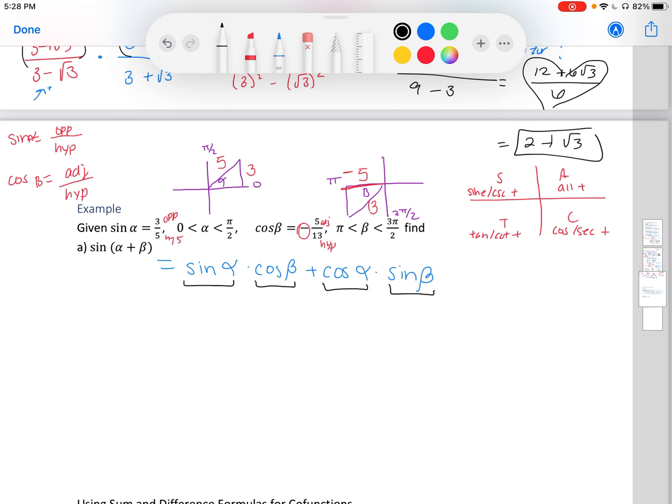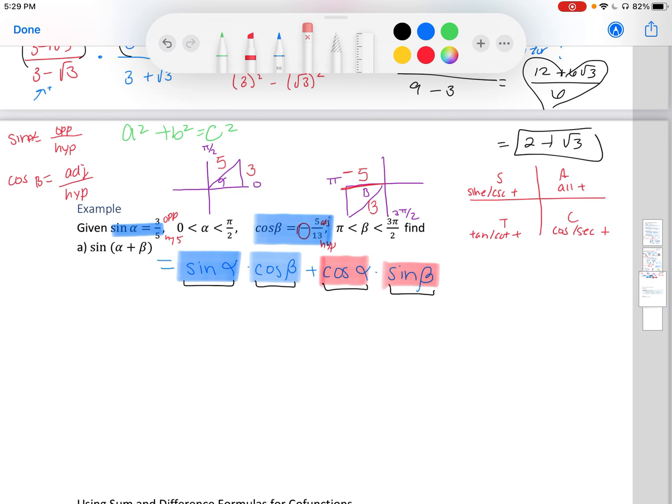Now, based on what's given, I know sine of alpha, so we have that one done. And I know cosine beta, so I have this one done. I need to do the work to find cosine alpha and sine beta. How do I find them? Well, we have the triangle to find them. We just need to find that missing side. How do we find that missing side? We use the Pythagorean theorem. We use a squared plus b squared equals c squared.